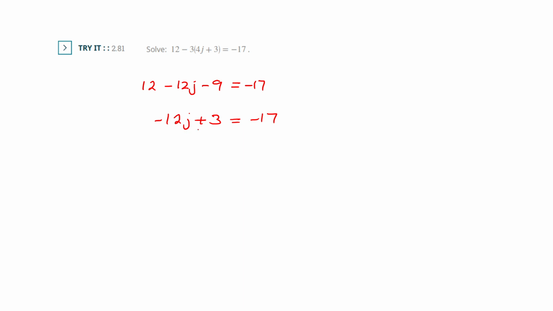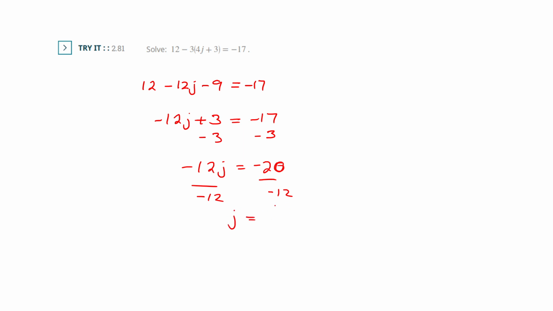Okay, so I want to get j alone. I want that factoring puzzle, so I'm subtracting 3 from both sides. You owe me 17, you owe me 3 more, you now owe me 20. Okay, I got my factoring puzzle, but I want to get rid of negative 12, so I'm going to divide both sides by negative 12.